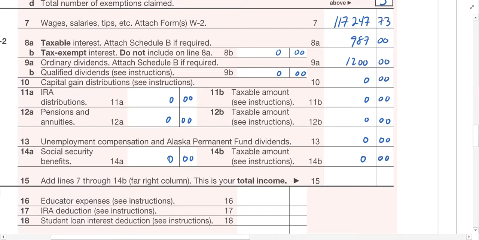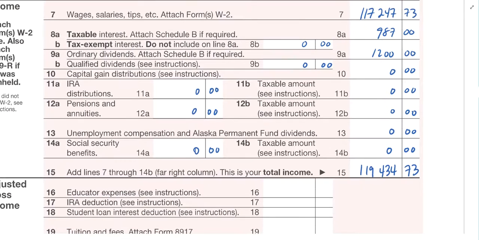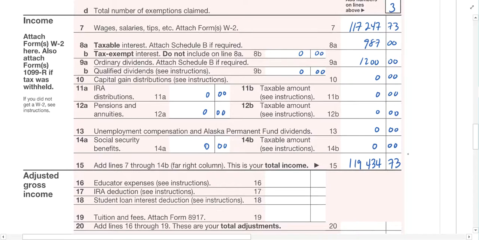Essentially what we need to do is add lines 7 through 14. Really, those were the only three at the top of the group here. And those sum to $119,434. Okay, so line 15 is now complete. We've indicated all of our income for this couple. Now you may not recognize this, but this kind of raises a red flag. There's a problem with this number right now.